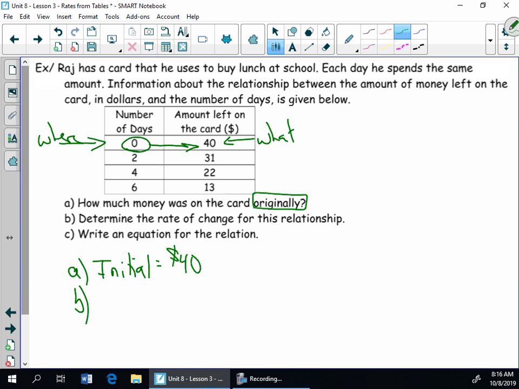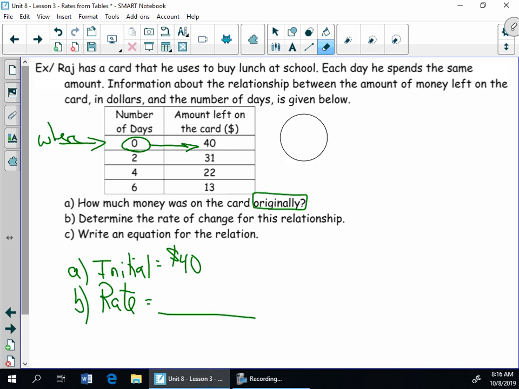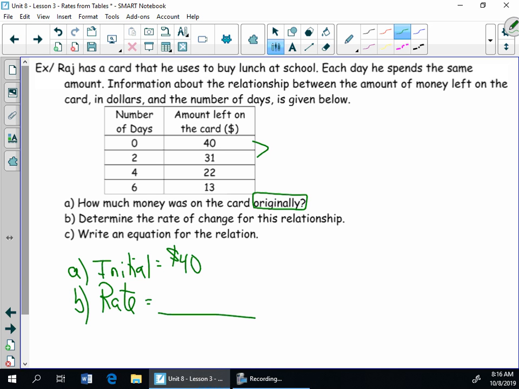Okay, part B. Determine the rate of change for this relationship. Rate. Okay. So I'm going to take my table. I'm going to pick any 2 points I want. Let's pick the first 2. What happened here? Went from 40 to 31. Well, it's definitely going down. It's going down 9. And that happened over the course of 2 days. Over 2. It took 2 days to do this. So I'm down 9 over 2.